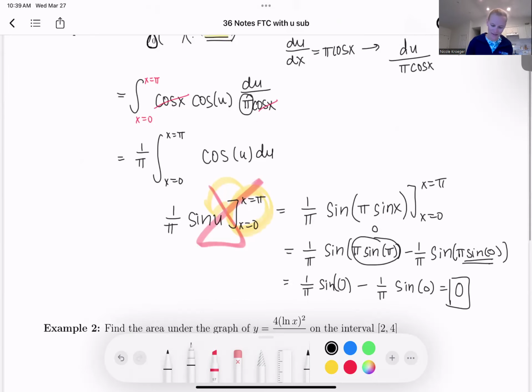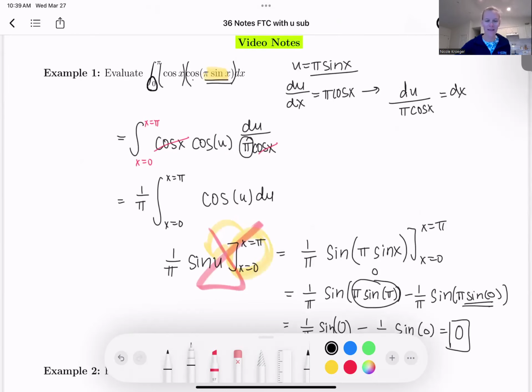Okay, this one's interesting. If you look at the graph of this, what we'll notice is that areas are canceling out. So let me show you that.